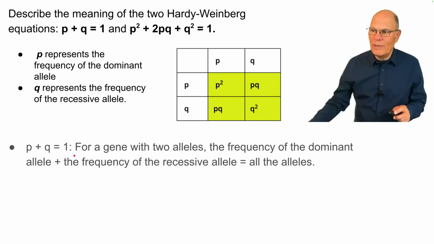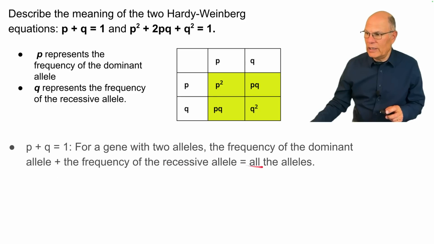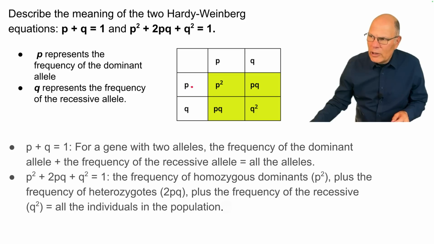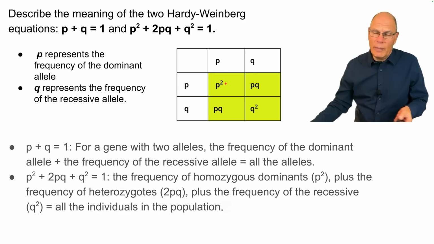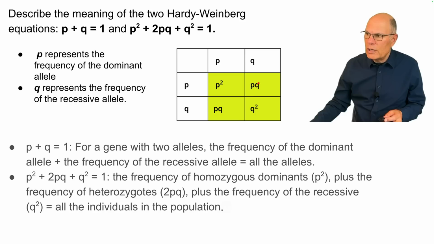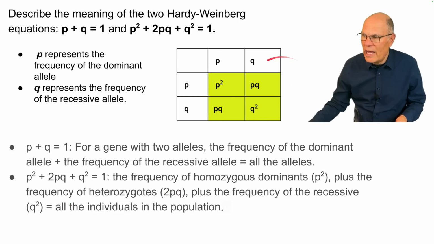p plus q equals 1 means that for a gene with two alleles, the frequency of the dominant allele and the frequency of the recessive allele equals all the alleles. p plus q equals 1. p squared plus 2pq plus q squared equals 1. What does that mean? Well, first of all, here's p and here's p. If you do the Punnett square kind of thing, this would be p squared. The frequency of homozygous dominance, p squared, plus the frequency of heterozygotes, pq plus pq equals 2pq, plus the frequency of recessive individuals, q squared, is all the individuals in a population, and you can see that right here.